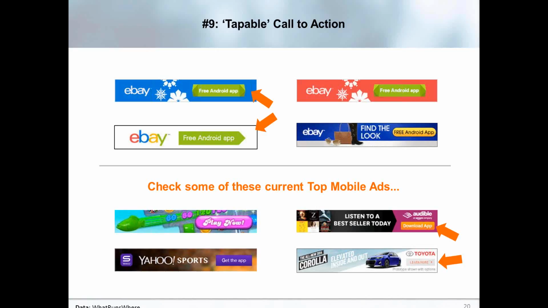But let's look at some other top mobile apps, be it Candy Crush in the top left, Yahoo Sports, Audible, or Toyota. They all have calls to action that look like little buttons that you can tap. And that's important because there are a lot of clicks on your mobile phones. So making your ads mobile focused and mobile specific is hugely important.